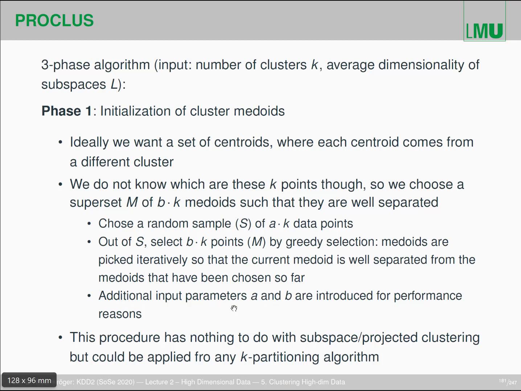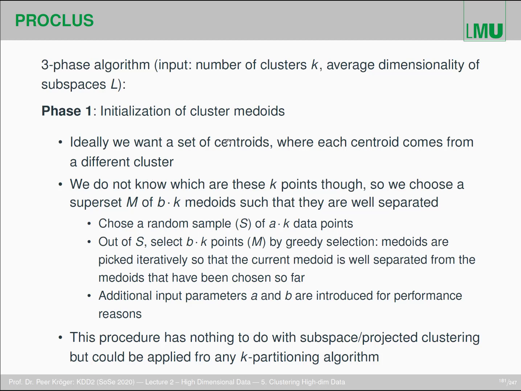The additional 2 input parameters A and B are just introduced for performance reasons. Of course, you could do that on the whole data set instead of a random sample, but you don't want to do that, obviously. So the whole thing is just another idea of how to initialize medoids for partitioning clustering algorithms. So don't overemphasize this one here. As stated here, this procedure has nothing to do with subspace and projected clustering. It could also be applied to any k-partitioning algorithm, k-means, whatever, in the full dimensional space.